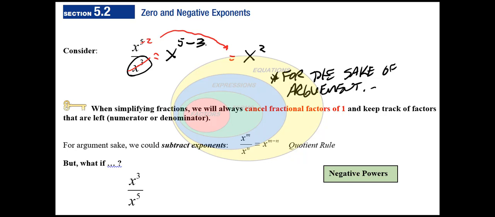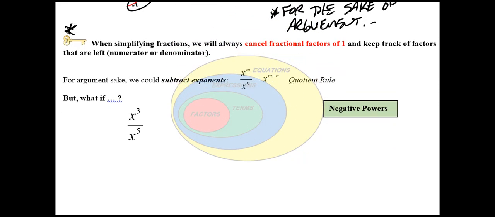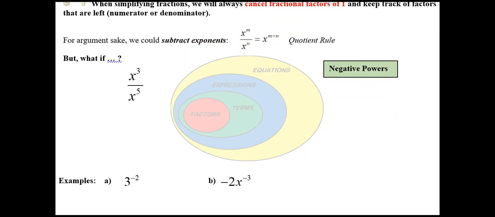No, I don't like subtracting exponents. I think we want to look at expressions and quotients and always cancel. We will always think to cancel. So this is just for argument's sake. A lot of textbooks and so on will explain it this way. So if you look at this down here, it says, for argument's sake, we could subtract exponents.